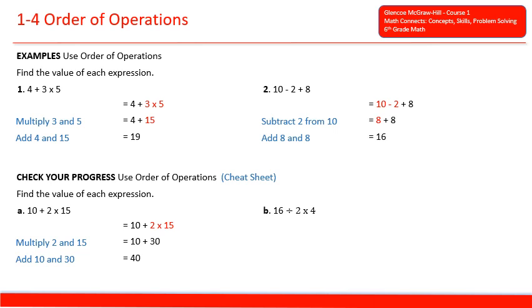16 divided by 2 times 4. So again, multiplication and division are on the same level in PEMDAS. Because there's only multiplication and division in this expression, we're going to read it from left to right, and we're going to do the operation that comes first. So in this case, division comes before multiplication. So we are going to divide 16 by 2 first. And we'll get 8 times 4. And now we're going to multiply 8 times 4, and we will get 32.